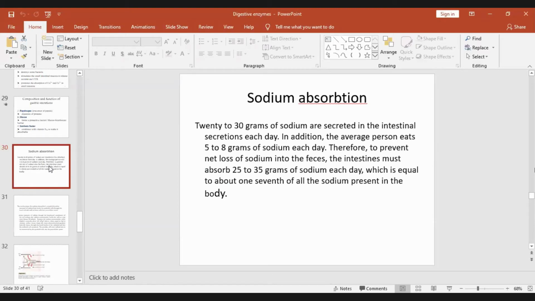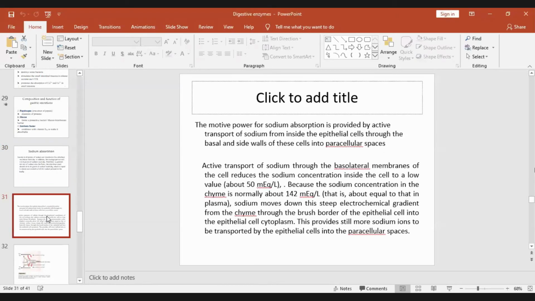Okay. And how does the sodium get absorbed? The absorption of sodium requires active transport of sodium from the inside of the epithelial cells and the side walls of these cells into paracellular spaces. The sodium should be excreted into paracellular spaces and towards the basal side. And that is the active process. The sodium potassium pump is helping with that. Okay? 3 sodium out and 2 potassium in. First, the active transport is there on the basal surface.